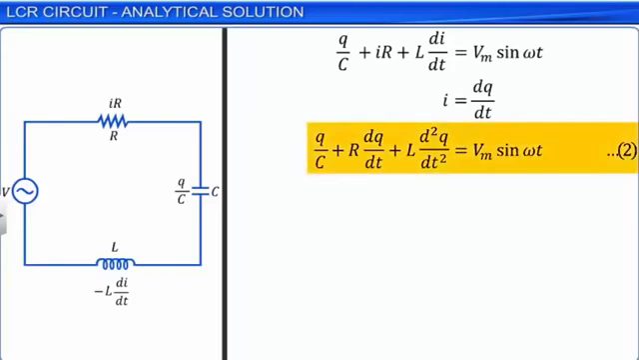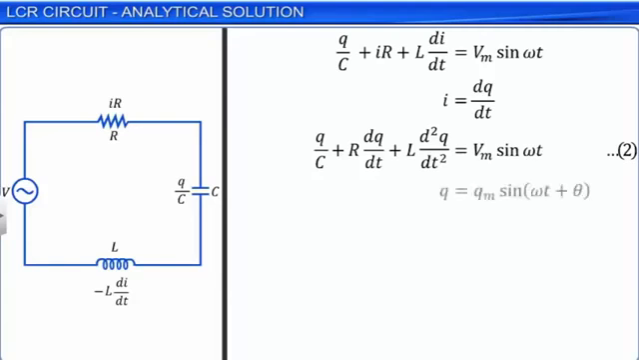As the three circuit elements, the resistor, the capacitor, and the inductor are in series, the current through them is same in amplitude as well as in phase. Let us now assume a solution for equation 2 as q is equal to Qm sin(ωt + θ), where Qm and θ are constants. Qm is the maximum charge on the capacitor. Then, we have I equal to dq by dt is equal to Qm ω cos(ωt + θ).